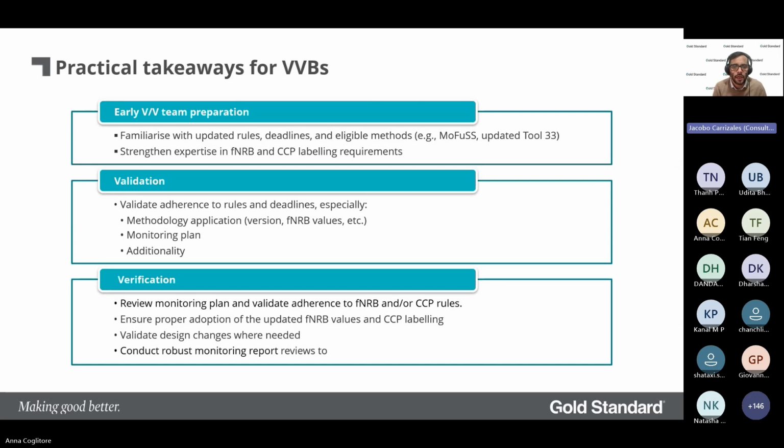As for the verification stage, again, if the design change is the route taken by projects, of course there is a need to focus more on the monitoring plan and all the changes coming from this monitoring plan. There is also the need to ensure there is an adequate adoption and usage of the fNRB values depending on the project location and project characteristics. Natasha was very kind to point out there are new fNR values applicable at the national or regional levels. And of course, if all the requirements for CCP labeling are fulfilled.